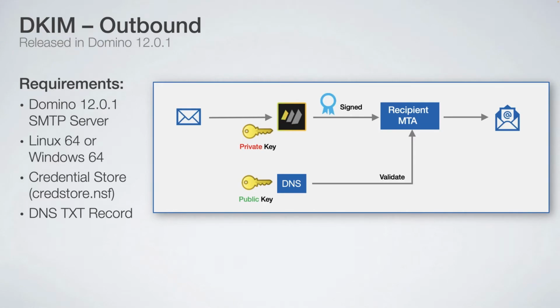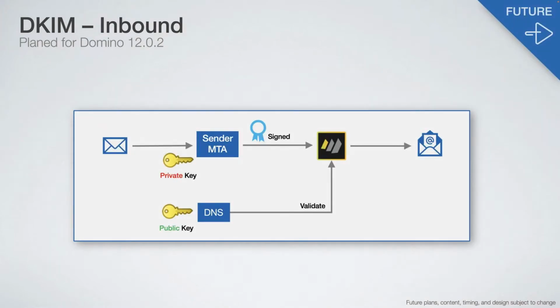So in version 12.01, we added DKIM for outbound, and for version 12.02, we plan to do DKIM for inbound. So Domino will also check if the sender's signature in email matches what the sender DNS propagates.